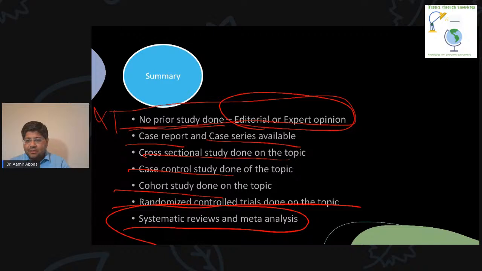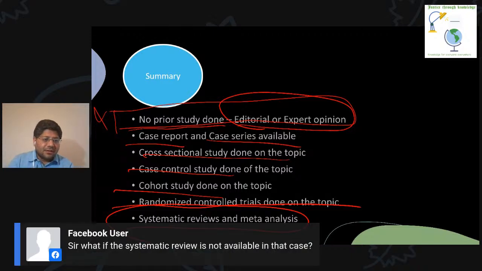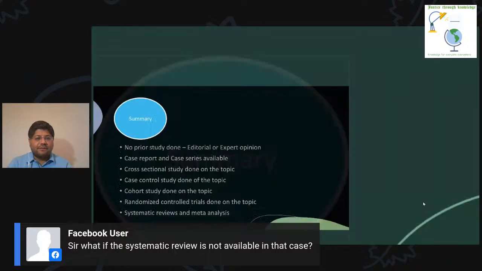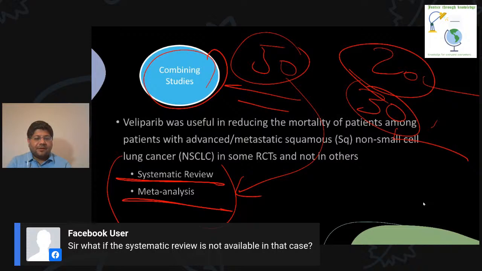So there is another question. So let's see. Sir, if the systematic review is not available in that case, that's a very good question. So let me refer back to the slides where I've talked about this point. Situation is that there is a research question where some of the studies are saying one thing and other studies are saying another thing, and you have to decide what to do. And the question is that at that situation, I tell that you have to do a systematic review or meta-analysis.